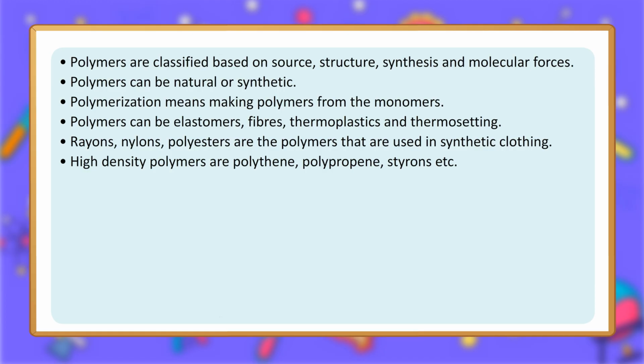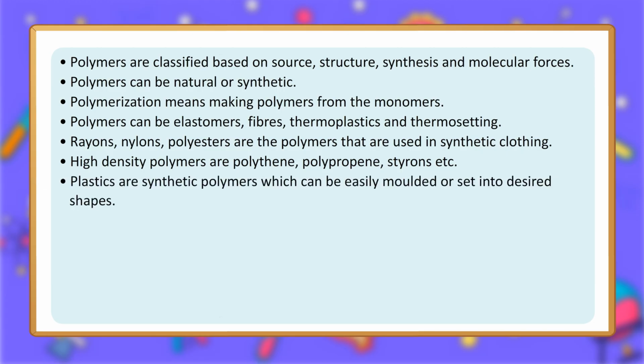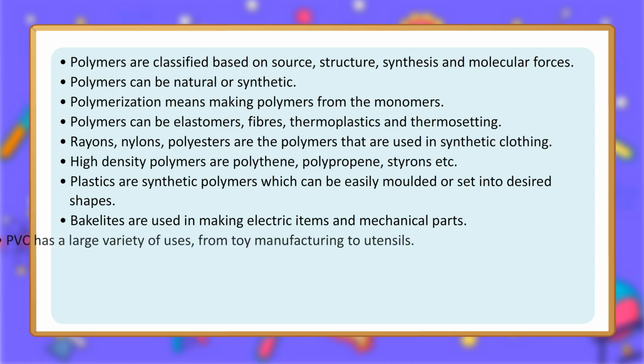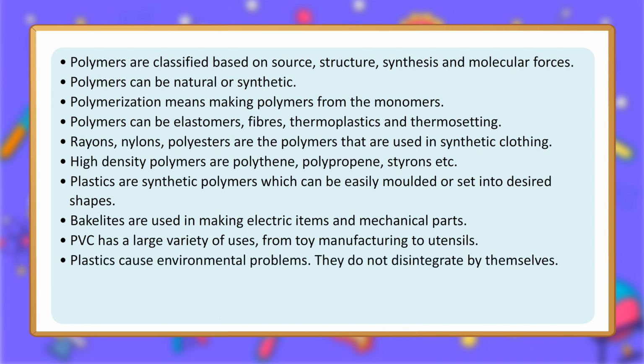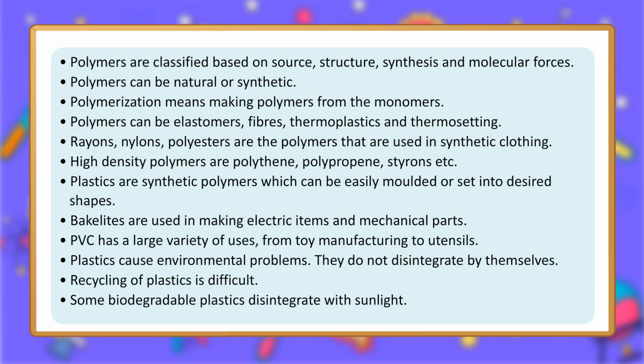High-density polymers are polythene, polypropylene, styrenes etc. Plastics are synthetic polymers which can be easily molded or set into desired shapes. Bakelites are used in making electric items and mechanical parts. PVC has a large variety of uses, from toy manufacturing to utensils. Plastics cause environmental problems. They do not disintegrate by themselves. Recycling of plastics is difficult. Some biodegradable plastics disintegrate with sunlight.